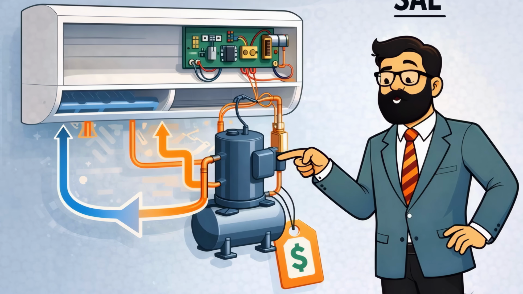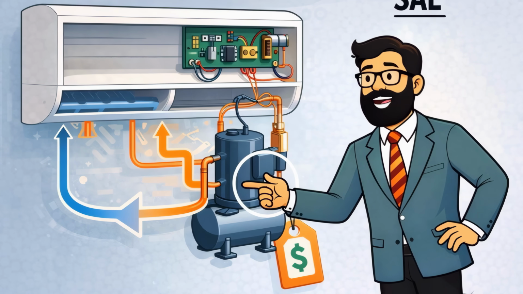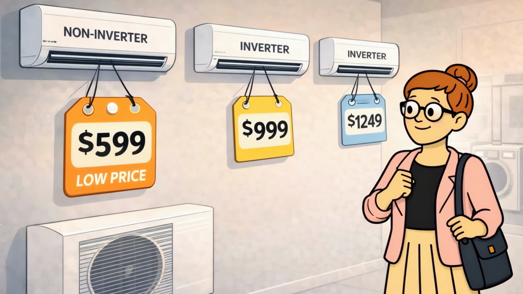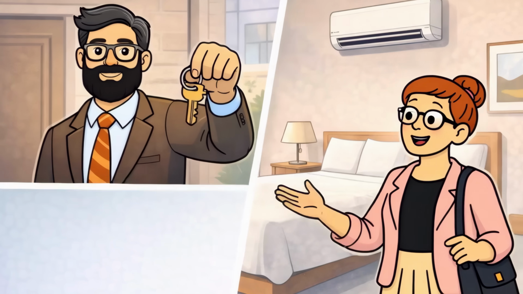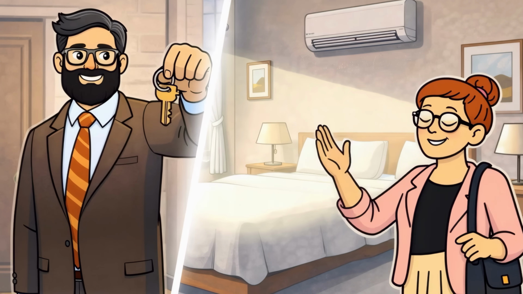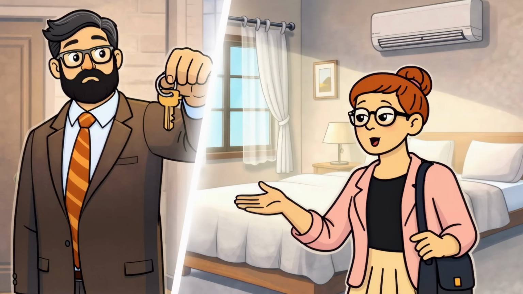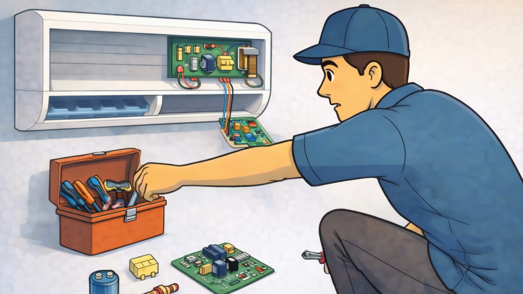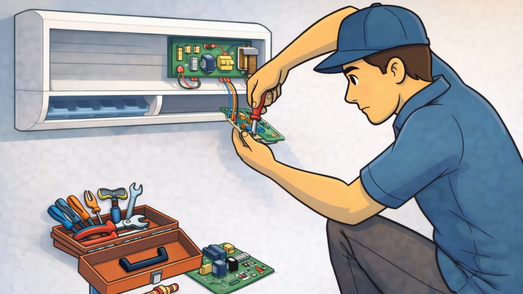Because it's so simple, these units are much cheaper to manufacture. You'll see them in showrooms with the lowest price tags, and for many, that's a huge advantage. If you're a landlord or you're buying for a guest room that only gets used twice a year, the lower upfront cost is hard to beat. They are also rugged. Because the electronics are basic, almost any technician can fix them with off-the-shelf parts.